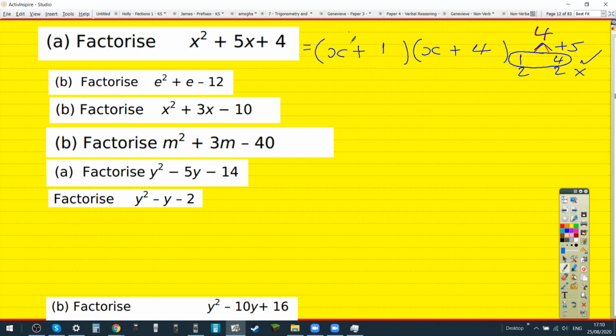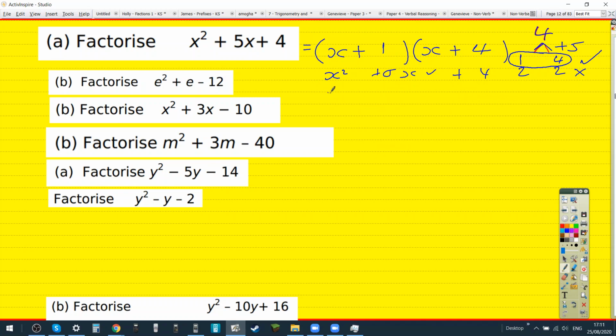Yep. And if you were to expand those brackets out, you would get x squared. You would get 1 times 4 makes 4. And you'd get 4x and 1x, so 5x in the middle. And so you know it's correct. Okay, let's try the next one. This time you have a minus.